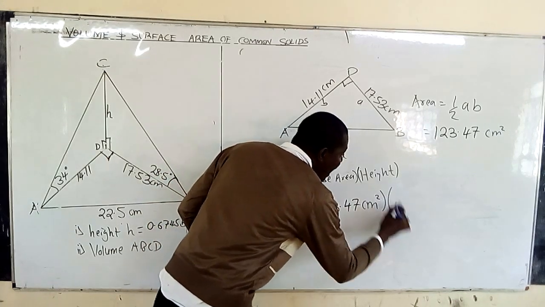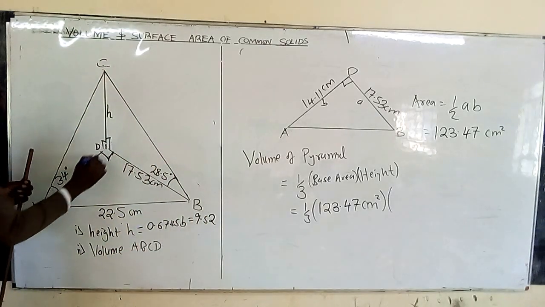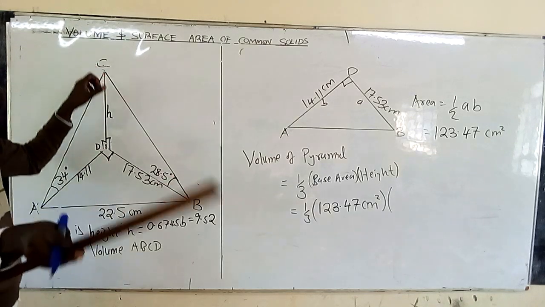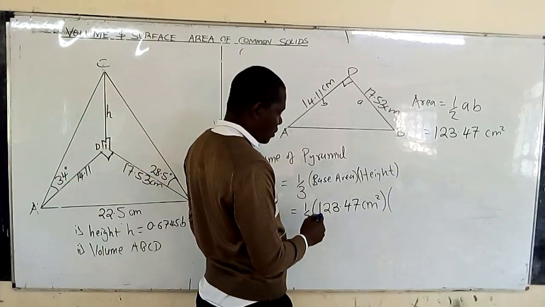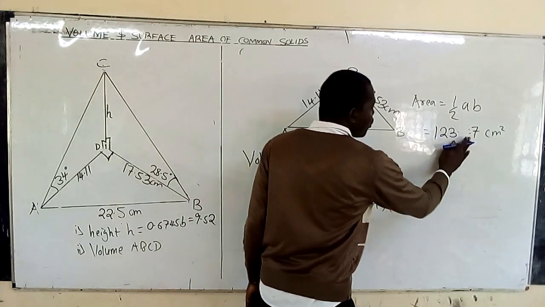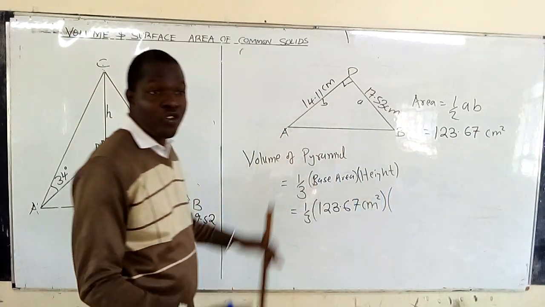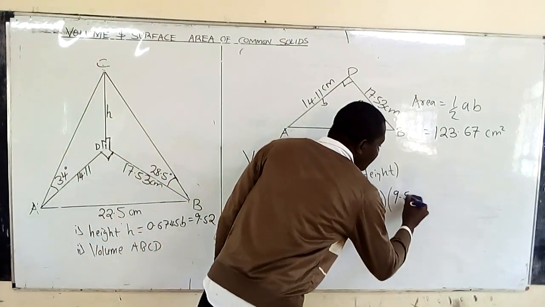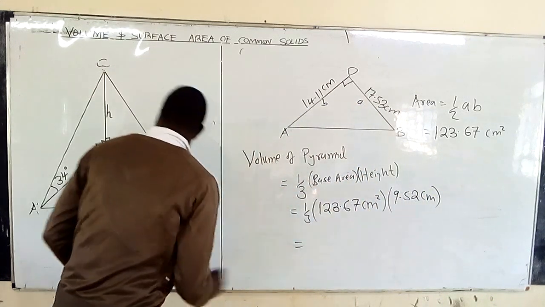123.67 centimeters square, and the vertical height, you can see it is vertical because of the 90 degrees. Are you seeing? The vertical height is this edge, isn't it? And you've already found edge. You found edge to be? That vertical height, 9.52 centimeters. So what is now the volume of this figure?